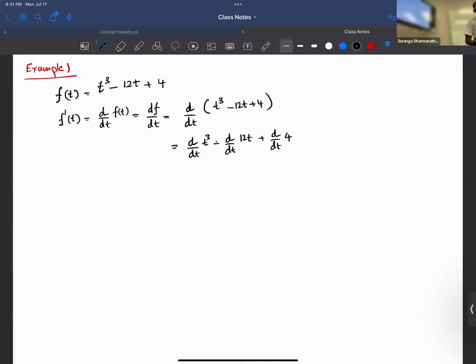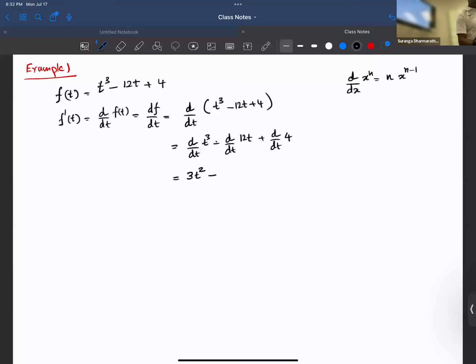Okay. And then what is the power rule? It's like d over dx x to the power n, which is n times x to the power n minus 1. So what is the derivative of the first term? 3t squared. Very good. 3t squared.